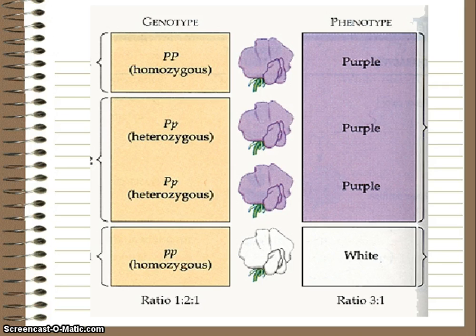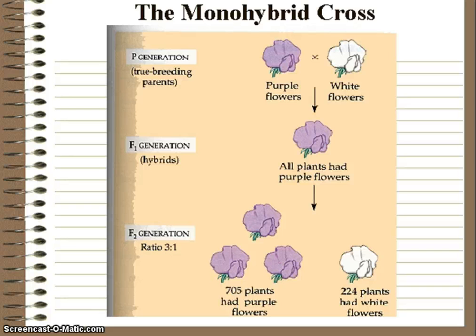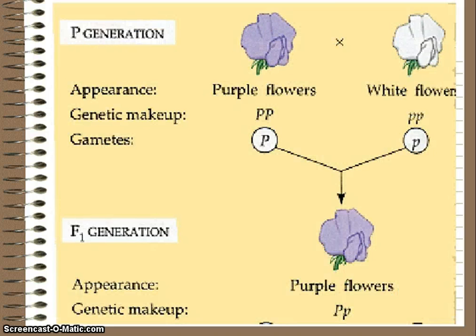Genotypes are the genetic makeup, or the letters that go with it, where the phenotype is the physical makeup of what it codes for. Okay, we'll show you examples of what a monohybrid cross is with doing Punnett squares, but it's a cross involving one trait.